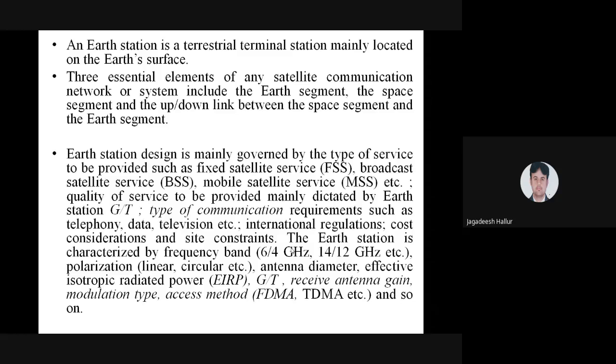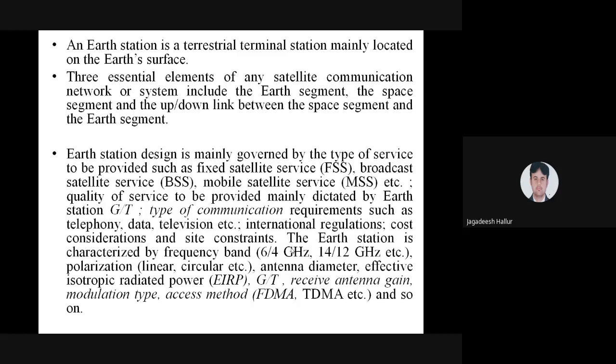And the quality of service to be provided is mainly dictated by the Earth station, that is G by T, gain to temperature ratio. And the type of communication requirements, such as telephone. Which are the communication requirements? You are using your mobile phones, data, whatever you are going to send, and television, you are watching television, which is going on nowadays in the whole country of India. That is, one is telephone, one is data, one is television.